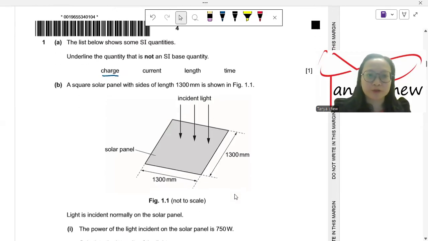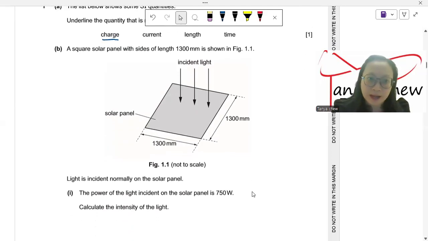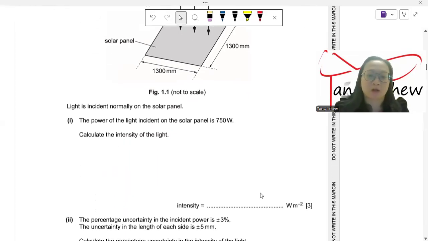B, a square solar panel with sides of length 1,300 millimeter is shown in Fig 1.1. Light is incident normally, which means 90 degrees to the surface of the solar panel. First part, the power of the light incident on the solar panel is 750 watt. Calculate the intensity of the light.